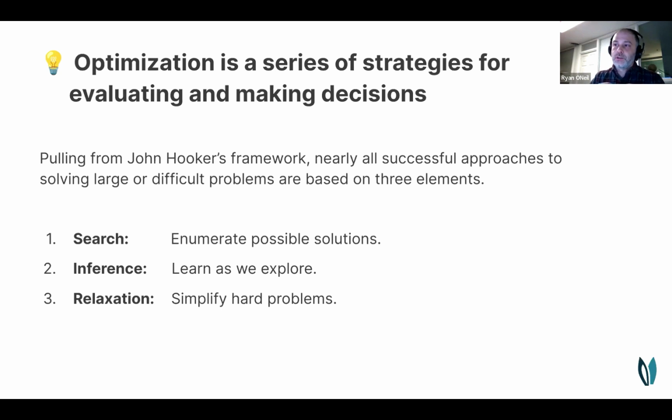And so what he has found is that successful applications of optimization technology usually involve these three elements in some way. And so what is search? Really, it's just the enumeration of solutions. I have a problem, I'm going to go search for a solution. And there are different ways to do that.